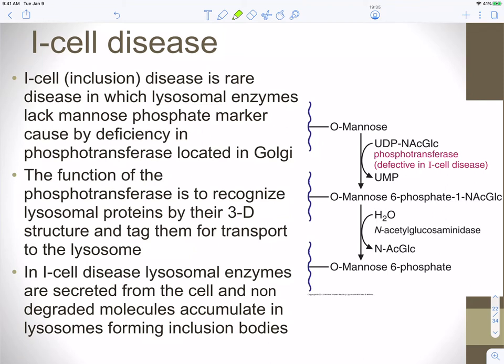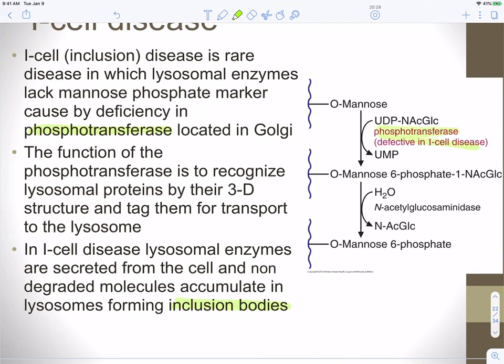Inclusion cell disease, or I-cell disease, is a rare disease, but this has to do with lysosomal enzymes that lack that mannose phosphate marker, and therefore they cannot be trafficked to the lysosome, and the enzymes needed to digest organelles or whatever they need to digest are not present. So this is a deficiency in phosphotransferase. The function of phosphotransferase, again, is to recognize the proteins by that three-dimensional structure of the mannose residue and target them to the lysosome. In I-cell disease, lysosomal enzymes are instead secreted from the cell, and so you get accumulation of non-degraded molecules in lysosomes, and these form these inclusion bodies. Okay, so this is the one that's defective in I-cell disease.